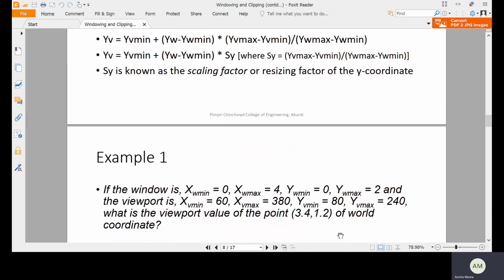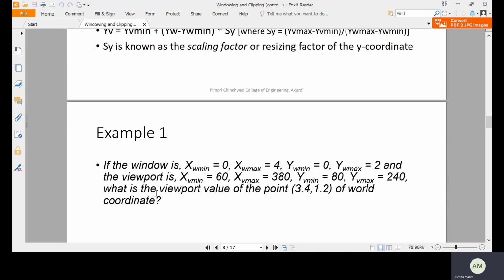Okay. Now let us consider one example. You have to practice more. Given the window xw mean equals 0, xw max equals 4, yw mean equals 0 and yw max equals 2. And the viewport is xv mean equals 60, xv max equals 380, yv mean equals 80 and yv max equals 240. What is the viewport value of the point 3.4, 1.2?